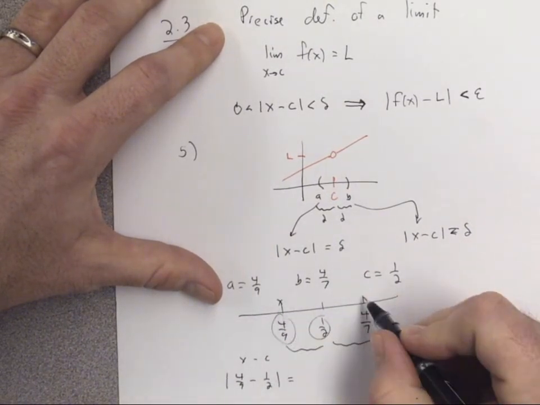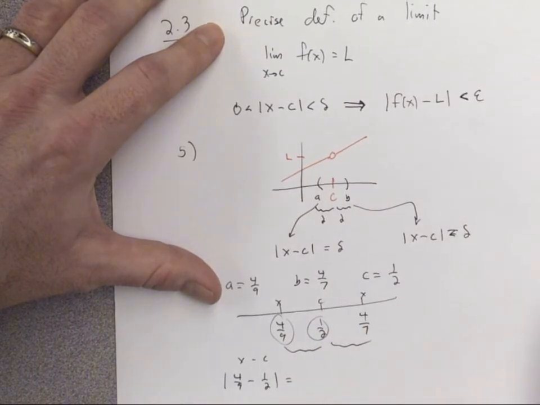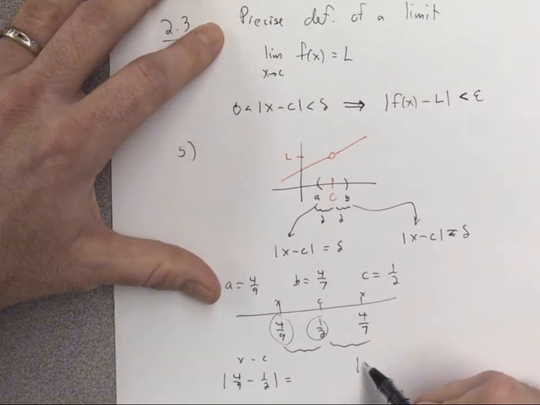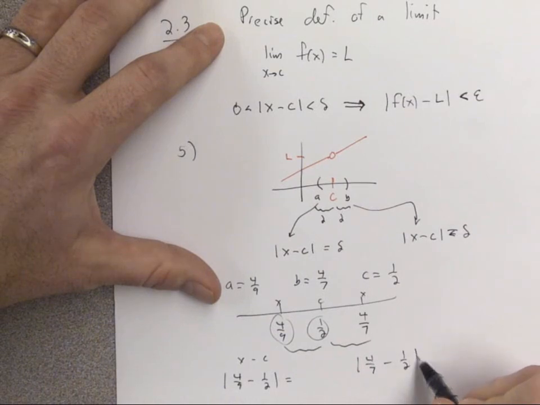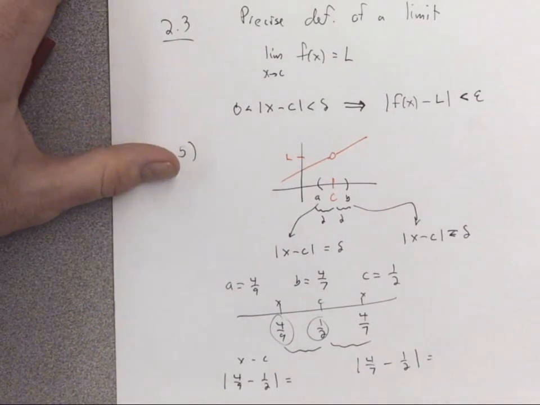So these really are your x values, and this is your c value, essentially, where x is a and x is b. And then I'm also going to check the other one, the absolute value of 4 over 7 minus 1/2, and see what that is. Whatever one's smaller is what I'm going to use.